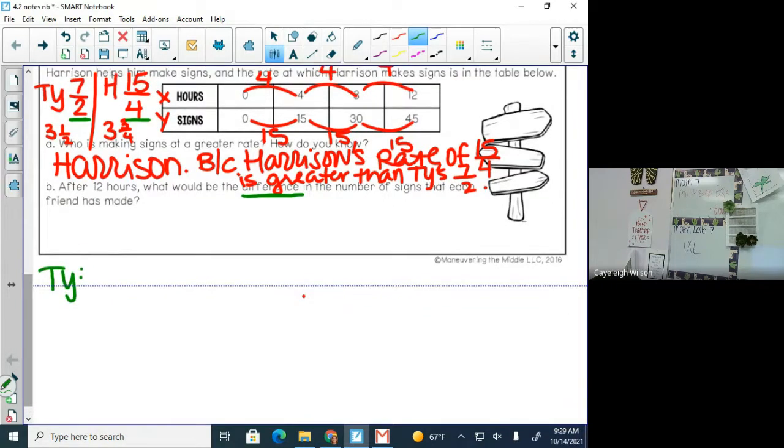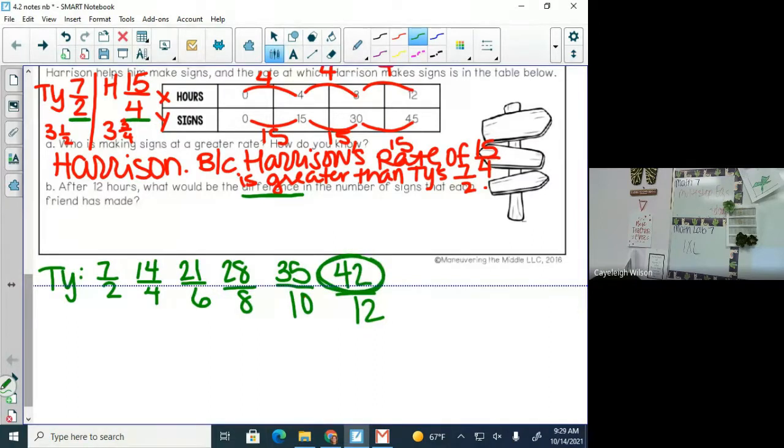So he's at 7 halves, so then it would be 14 fourths, and then what? 21 sixths, 28 eighths, 35 tenths, 42 twelfths. So we made 42 signs.